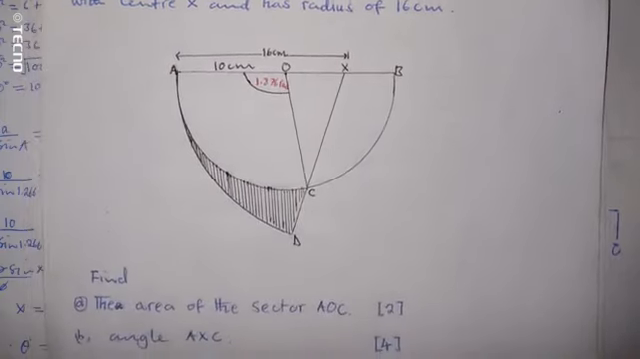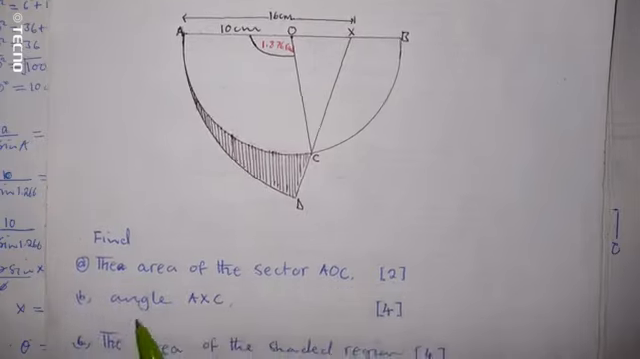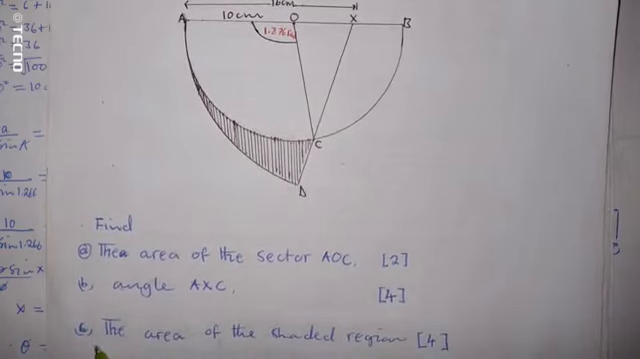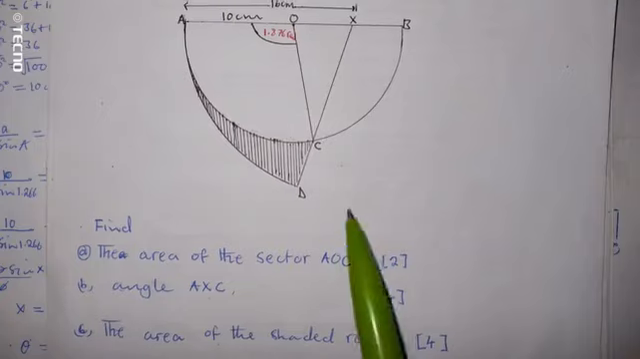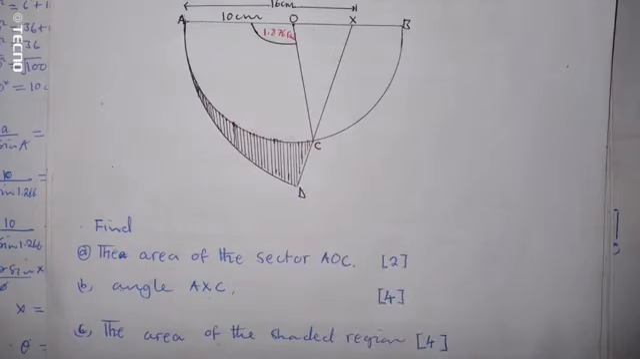following the questions, trying to answer the question. So the first question is: find the area of the sector AOC, 2 marks. Then the other one, angle AXC, 4 marks. Then the area of the shaded region, which is this one, 4 marks. So we'll answer the first one.